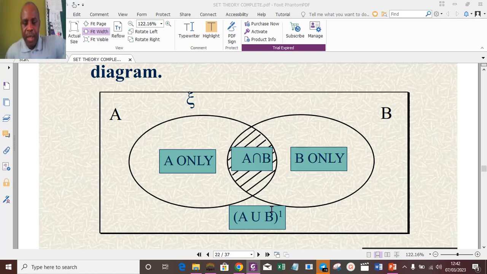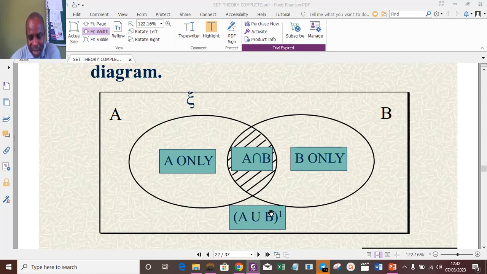I'm back. Thank you. So we have A only, the region here; B only, the region here; then this place here, A intersection B, what is common to A and B. You have done this in further mathematics. This is just a revision, but in case you don't know it, just play the video over and over again and you will get it. It's so simple.